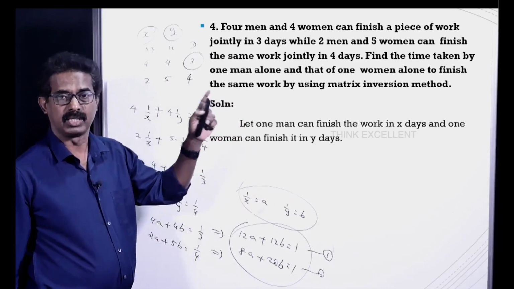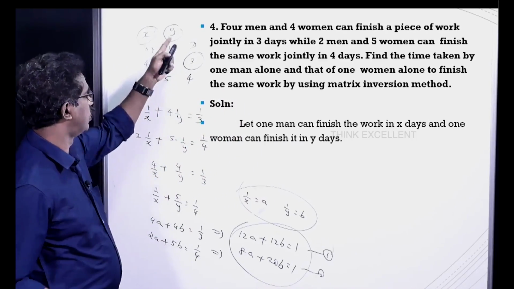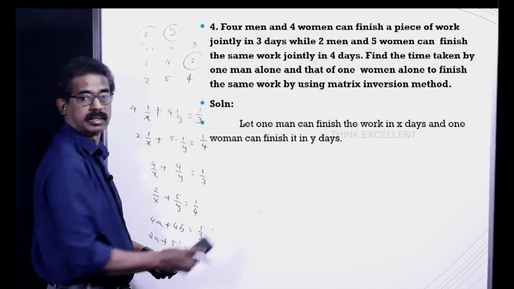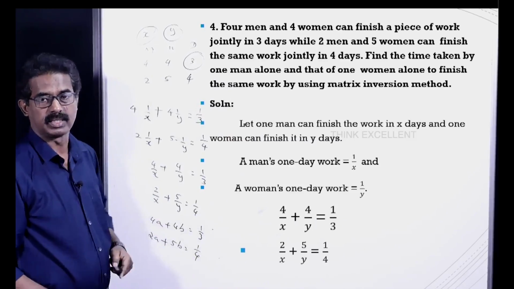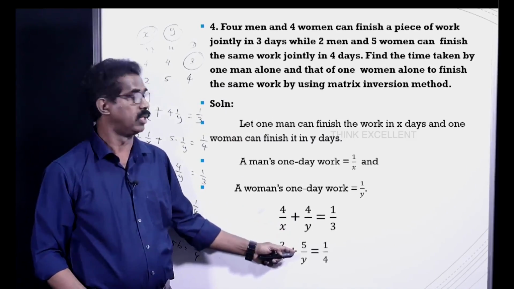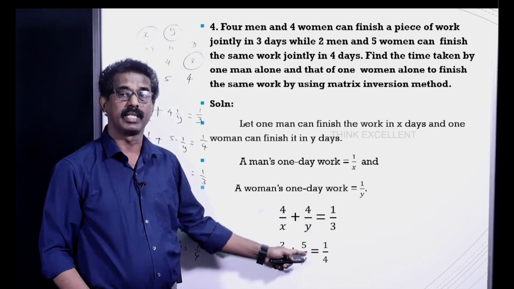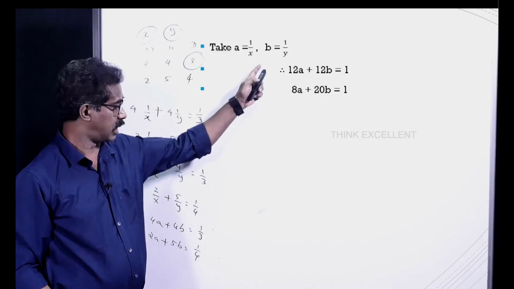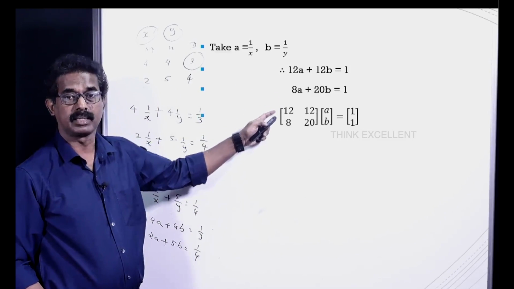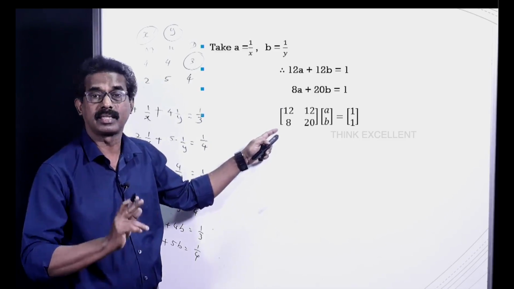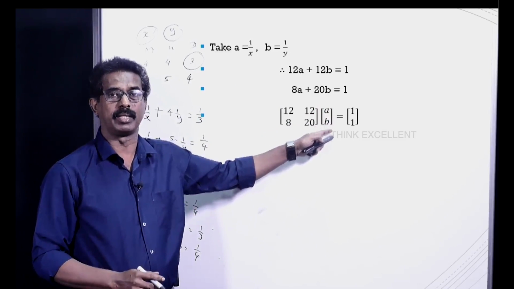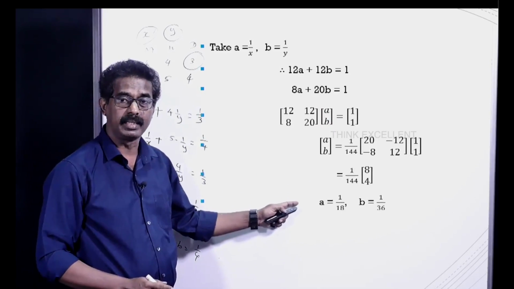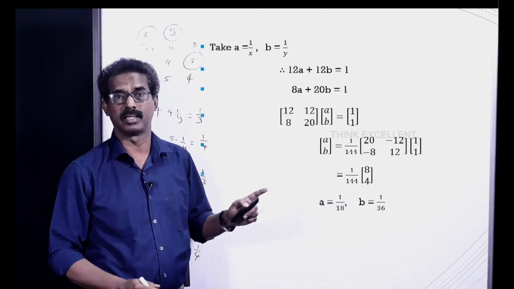So one man can finish the work in x days, one woman can finish the work in y days, and these are the equations you are getting. Okay, check the steps again. That's the first equation. Second equation: first equation multiply by 3, second equation multiply by 4. So if you multiply, you will get the two equations like this. Then which can be solved by the matrix inversion method. But here the unknowns are not x and y, the unknowns are a and b. Then with the same method, when you solve, you get a equal to 1 by 18 and b equal to 1 by 36.